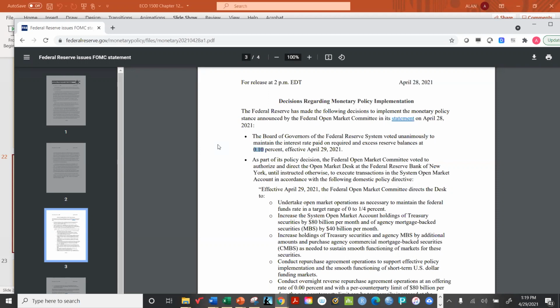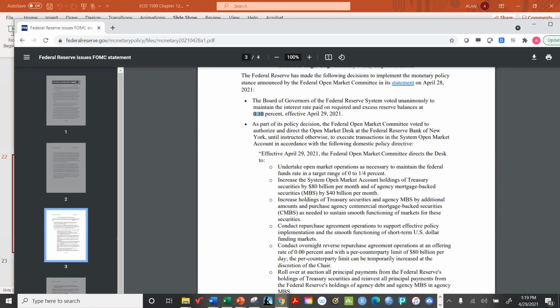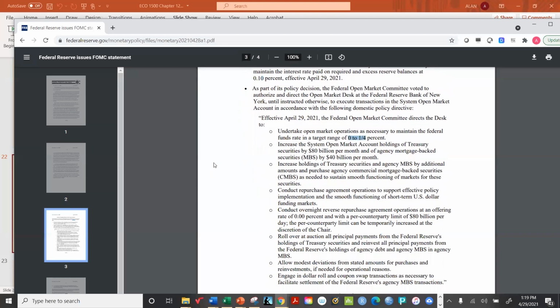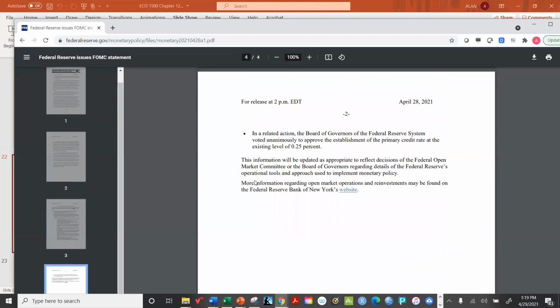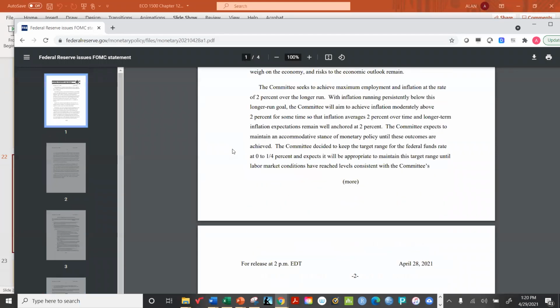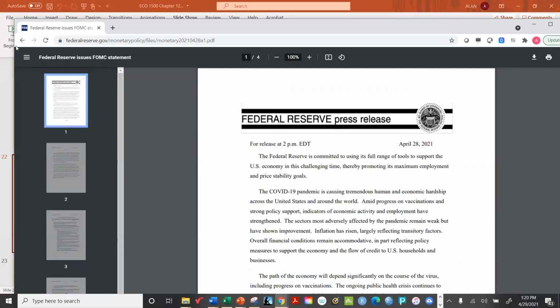And here they're just reinforcing, they've instructed the trading desk at the Federal Reserve Bank of New York to maintain transactions that, in other words, do whatever it takes to keep the Fed funds rate between 0 and 0.25%, and increase their holdings of Treasury securities, and other stuff here that we don't care about. And the discount rate is 0.25%. This is the rate at which they'll lend money to banks that are in trouble. All right, so all that useful information came out of this one little press release issued by the FOMC.